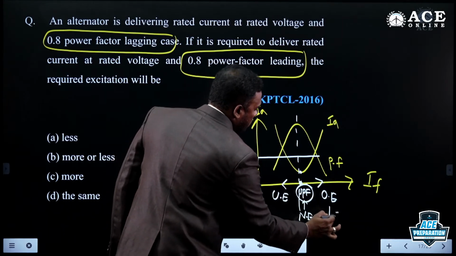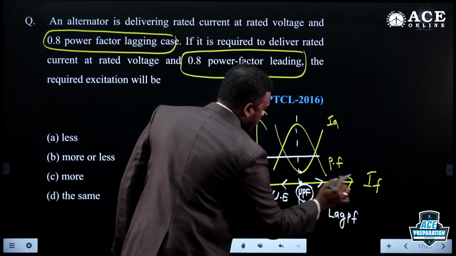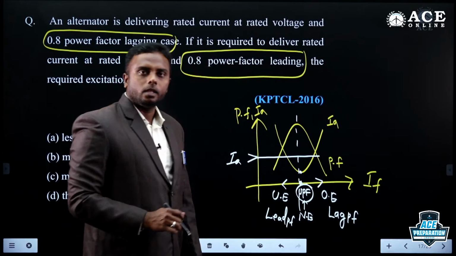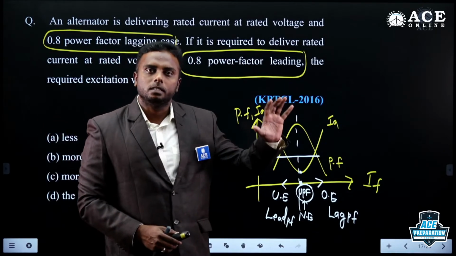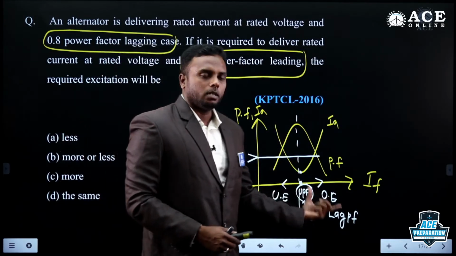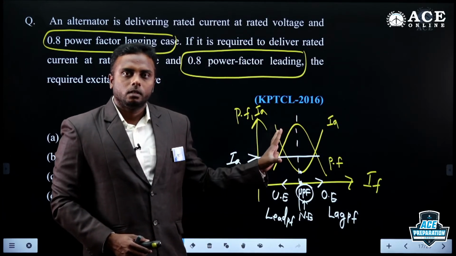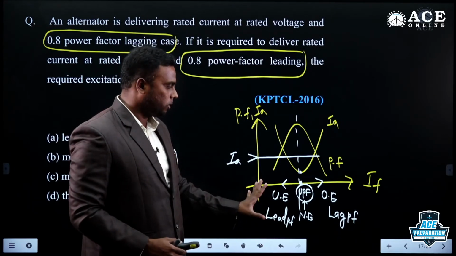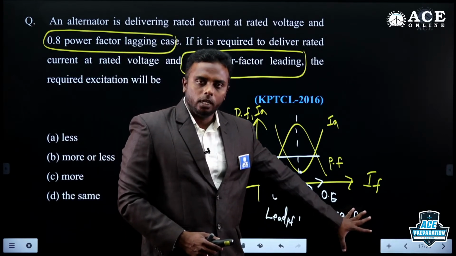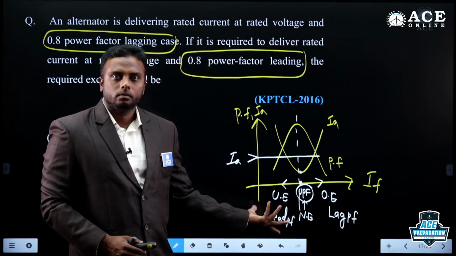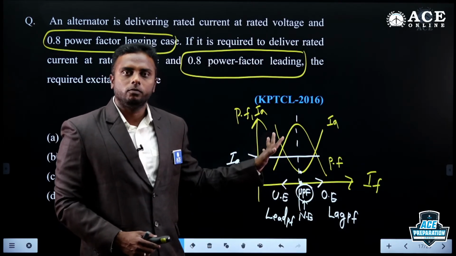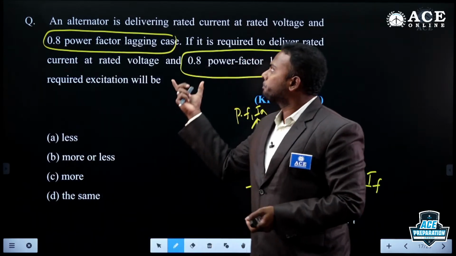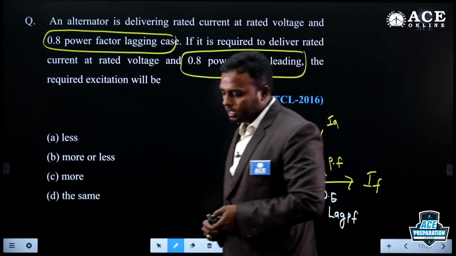Over excitation, alternators always operate at lagging power factor. Under excitation, always leading power factor. Why it is so will come in the armature reaction topic; otherwise simply remember it here. This is for the alternator. The same graph we have for a synchronous motor, and the difference is simple: convert this lag into lead and this lead into lag. Interchange the power factors in the same graph for a synchronous motor. But here an alternator is given, so this is the synchronous generator case.